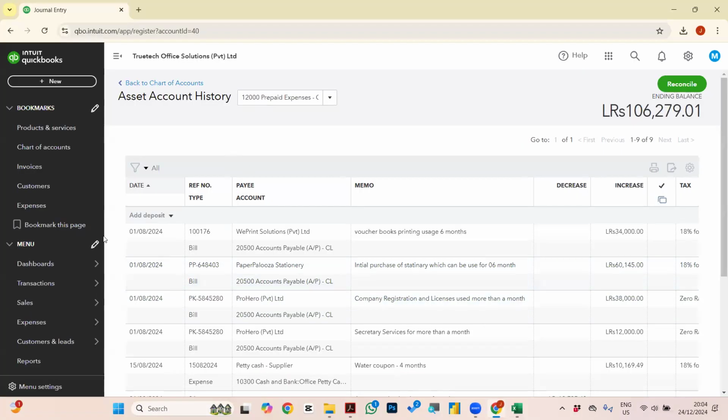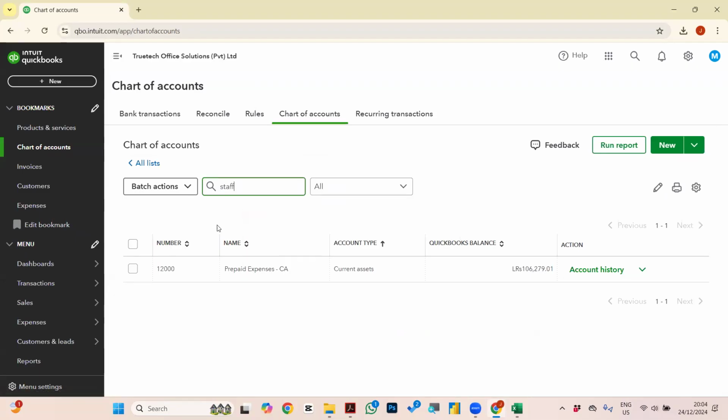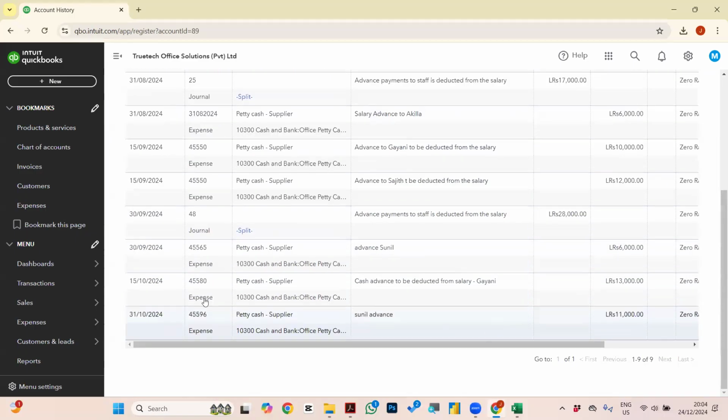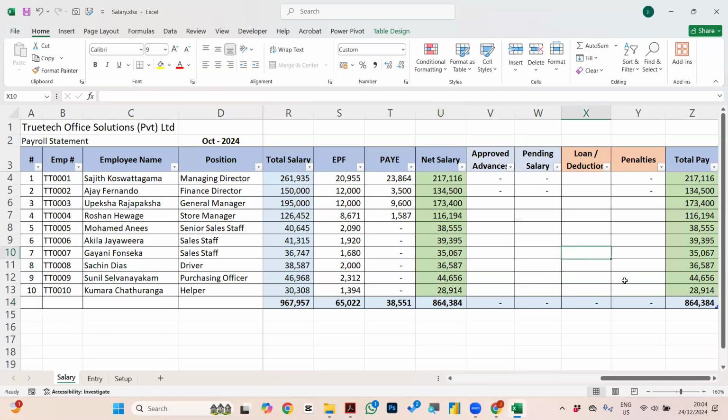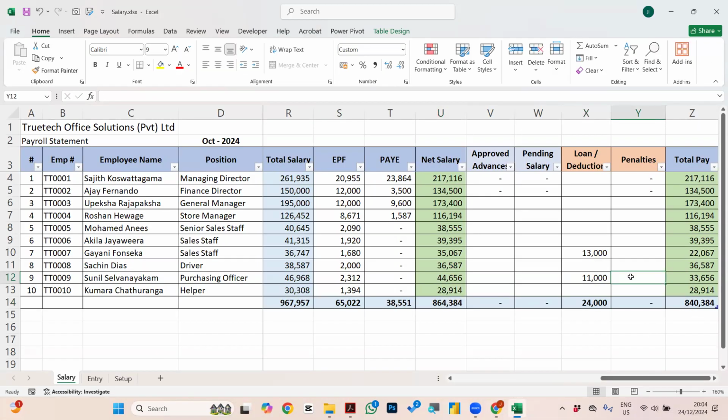I'm going to go check. I don't know if you remember, we go to the chart of accounts. I have a staff account. Whoever took advances, I have recorded here. Advance to staff is recorded here. In October, there were two advances. One is for Gayani, 13,000, and Sunil, 11,000, to be deducted from the salary. So I'm going to say Gayani, salary advance deduction, 13,000, and Sunil 11,000. After deducting the loan, exactly 840,384 is the amount we are going to pay them.